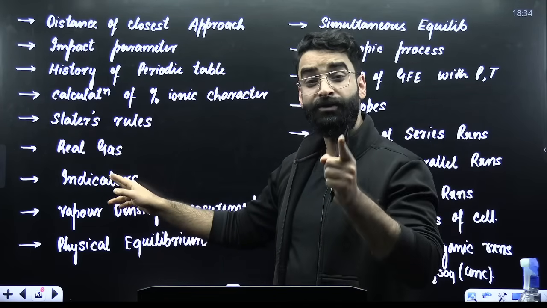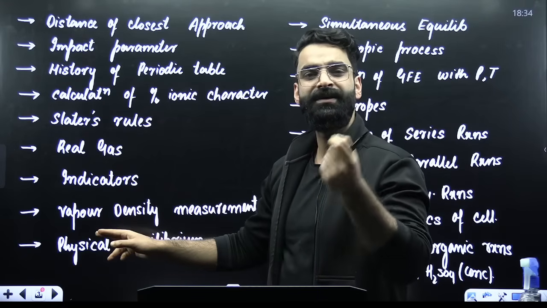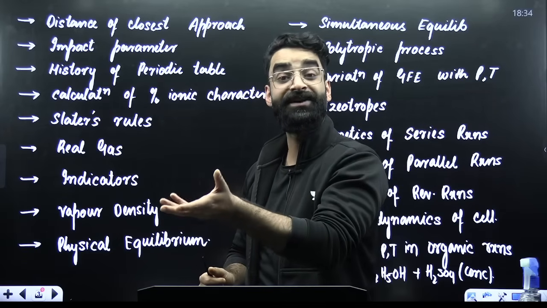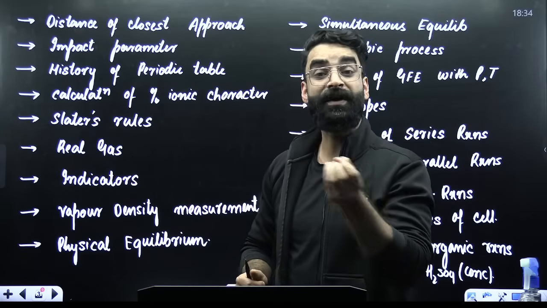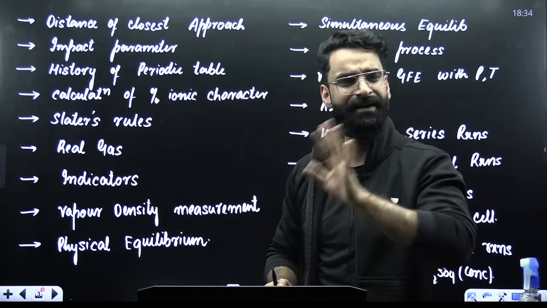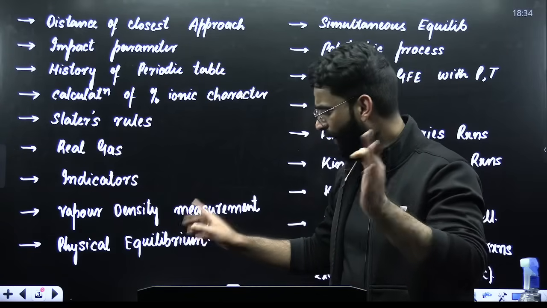Indicators. Do not go into the depth of indicators. Just know which indicator is used in case of titration. For example, when we do the titration of weak acid, weak base, which indicator is used at that time? Titration of strong acid, weak base, which indicators can be used at that particular time? Just you have to remember that. Nothing more, nothing less. Vapor density measurement, when it comes to chemical equilibrium, you can avoid this.